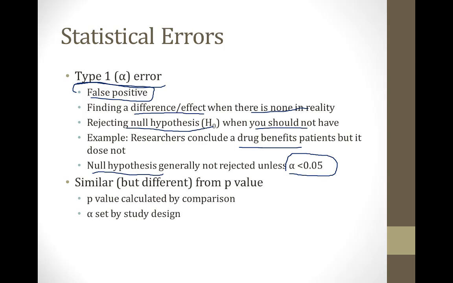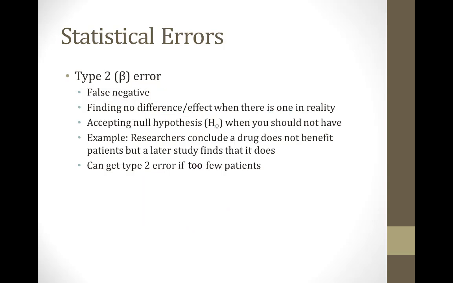In many ways, the alpha error is similar, although it's different from the p-value. The p-value is something that's calculated by comparison of the means, and the alpha value is set by the study design, but they both operate in similar realms. In other words, we like to see the alpha level very low before we're willing to accept a study result as true. In the same way, we like to see a p-value very low before we will accept that a difference is real. And the second type of statistical error is a type 2 or beta error.